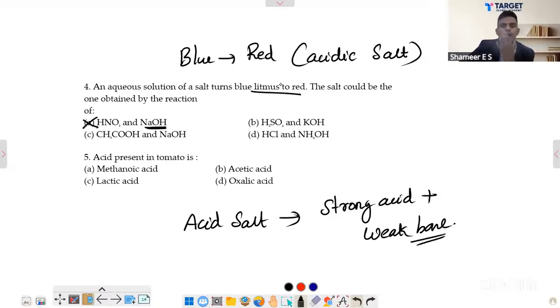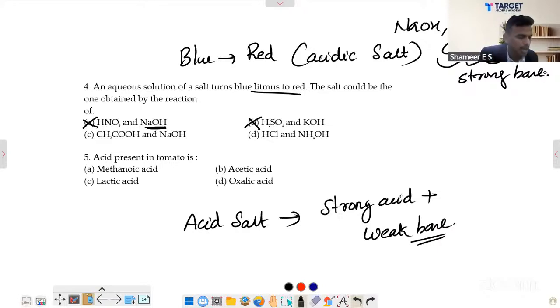Correct? So you can see here, H2SO4 is a strong acid. That's okay. KOH is strong. So this is not your option. Always think NaOH, KOH, and Ca(OH)2 we consider as strong bases. Even Mg(OH)2 also. All other OH-containing compounds are weak bases, like NH4OH is a weak base. So this is not your option. Only D is your option, HCl and NH4OH. So you should study the strong bases. Only 3 or 4 strong bases are there.